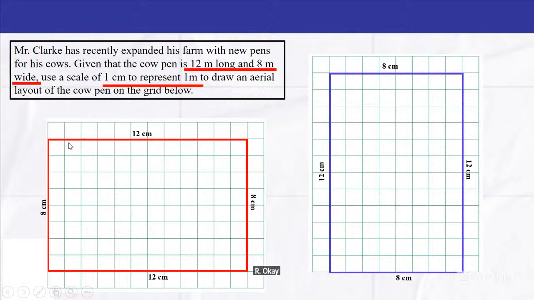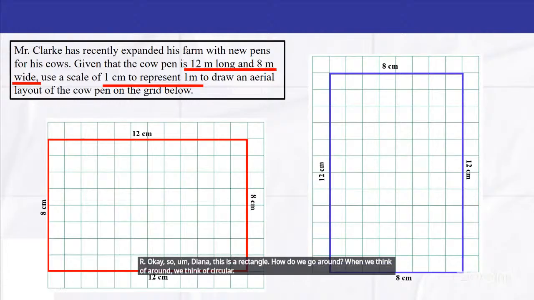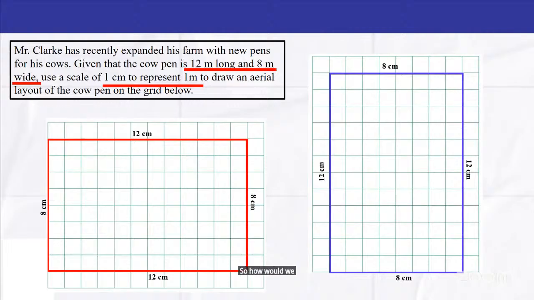Okay, so Diana, this is a rectangle. How do we go around? When we think of around, we think of circular, right, Diana? So how would we go around the shape? We'll be going around in a circle, correct? Could you say it another way, Diana?